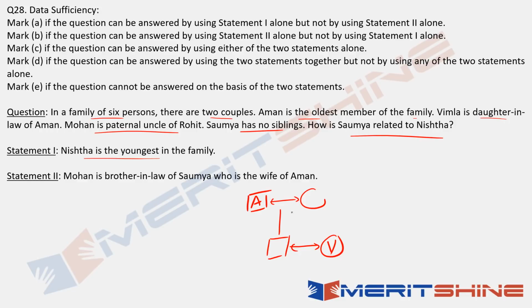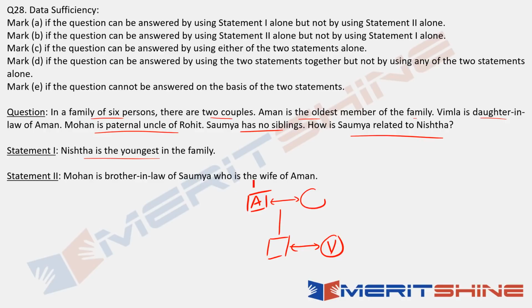I mean, Nishta can be anywhere. How do I find out the relation between Soumya and Nishta? We don't know anything. So even if you assume that this is Soumya, fine, this guy is here somewhere. There are too many assumptions. Nishta can be here, below this, or parallel to this. So this alone is not going to help us. Let's look at this alone.